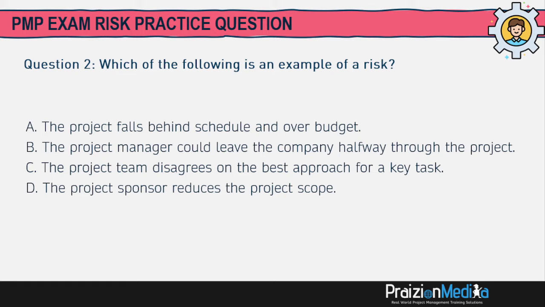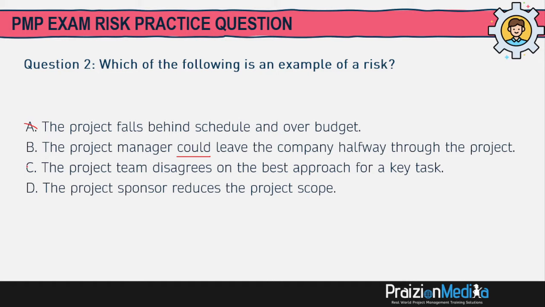All right. Hit the pause button if you need more time. Now, taking a look at this, option A, the project falls behind schedule and over budget. That is not a risk. This is saying this happens, right? So it sounds more like the current state, not something that could happen in the future. So it's not the best option. B, the project manager could, possibility, watch the language, could leave the company halfway through the project. Well, we won't say that is the answer without taking a look at the others.